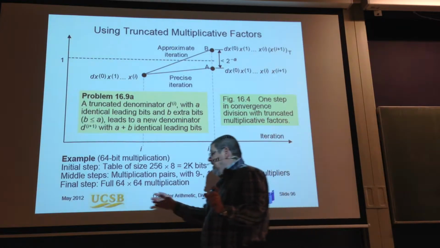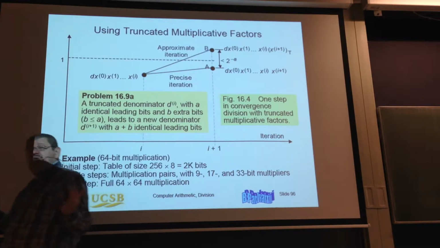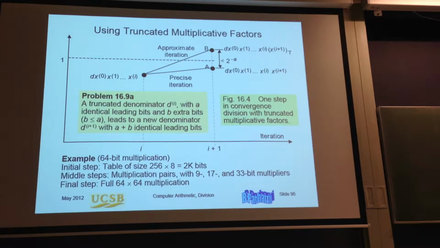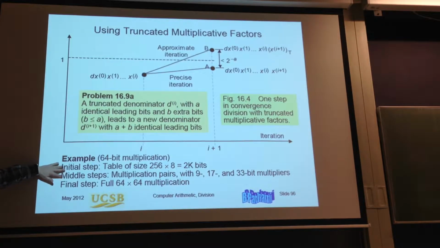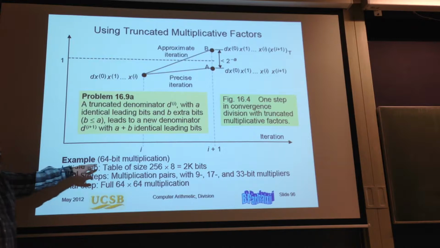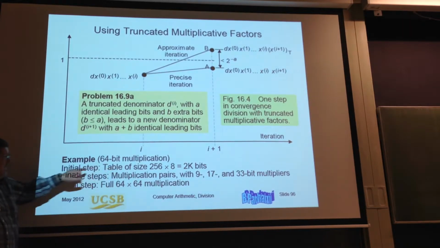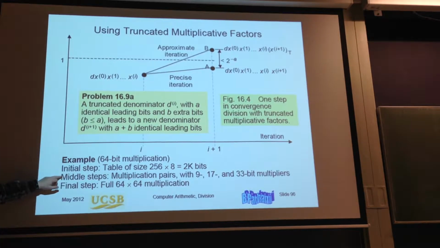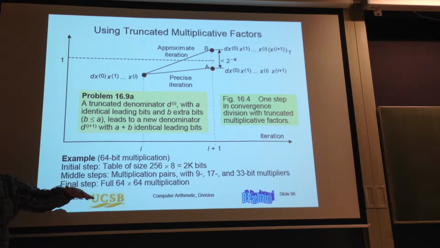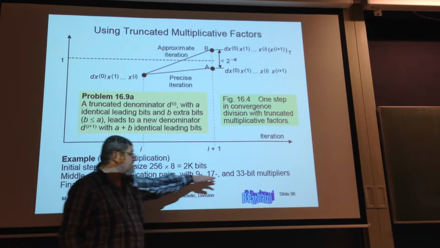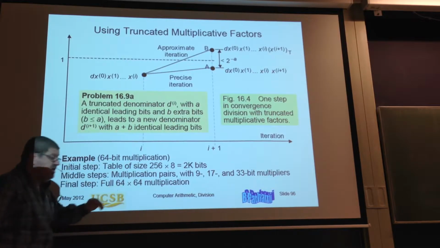Then I have a 64-bit multiplier. And in the last iteration, I'll use it in order to do the final calculations. But in the initial step, I make a lookup. And then I have iterations which are using more and more precision. I start with 9 bits, 17, 32, and I get to this.